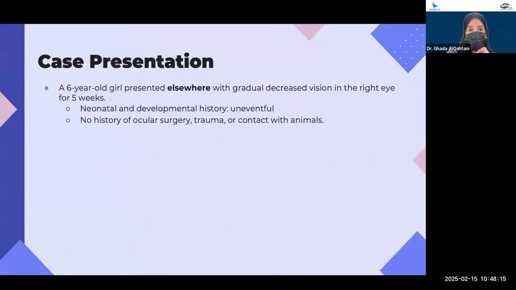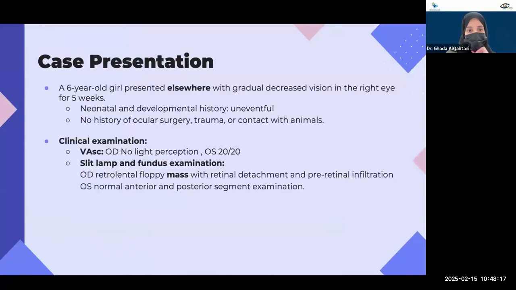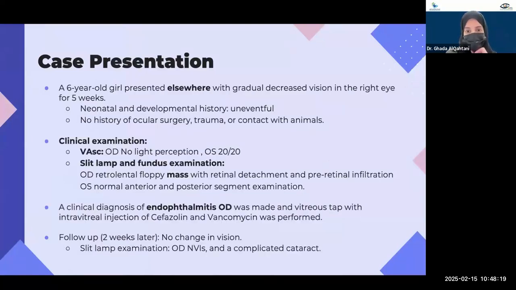The vitreous tap was done in another institution. The patient came to us after the vitreous tap and injection. So no ultrasound was done before the vitreous tap, and no cytology for the vitreous tap. We don't have any kind of information.